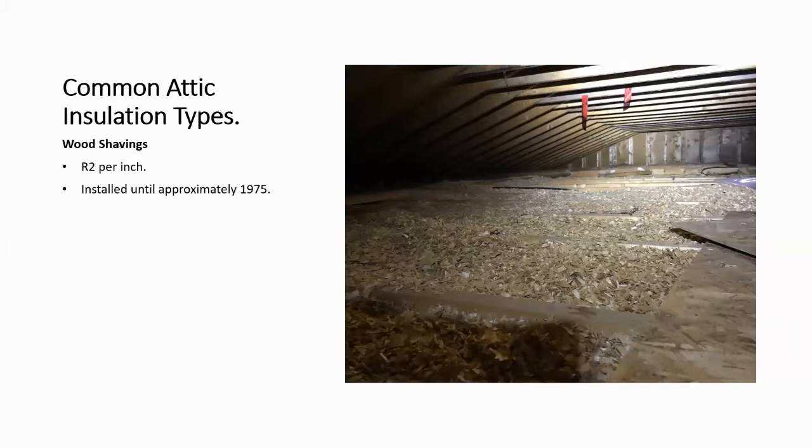So some quick, this sheet's probably review for a lot of guys, but we'll go through real quick here. Common types of attic insulation that you're going to come across. Wood shavings, very commonly installed up to about 1975. R value of 2 per inch. Typical depth is around 4 inches. So one R8 is what we generally rate these attics at.